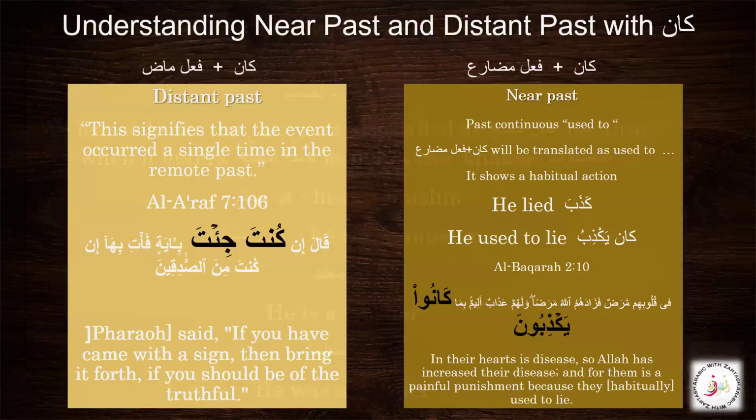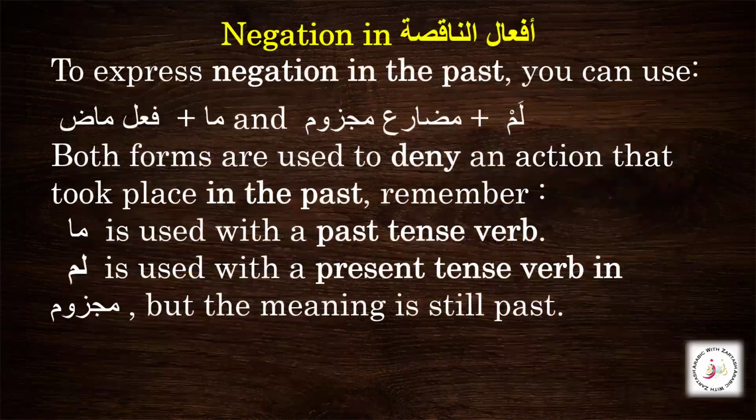Also, we did the understanding for the near past and the distant past. We learned that kana plus fi'l mudare shows a near past, and it should be translated as past continuous, and the translation will use "used to". Also, we learned that kana plus fi'l madi has the connotation of the distant past, and it shows that something has happened in the remote past. And we also did a few examples.